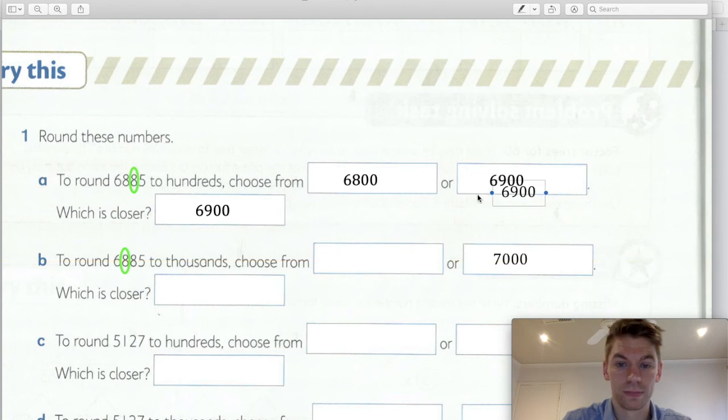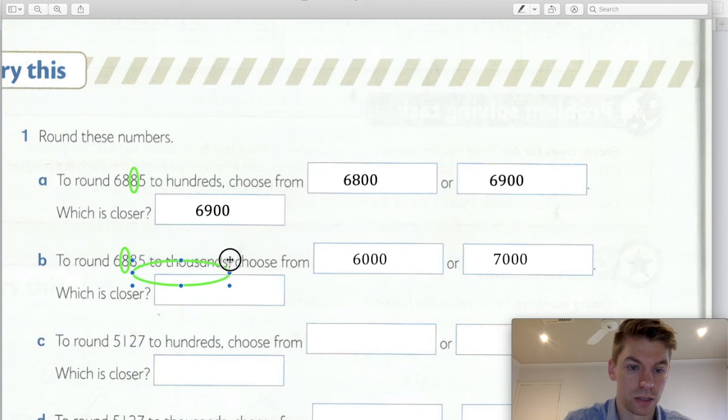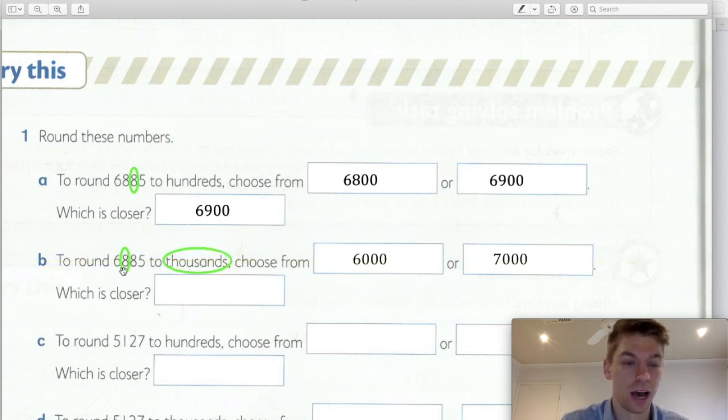Or it could push us down to 6,000. Because remember, we are talking about thousands. So these are our two choices. Okay, and then it's up to you. Is this high enough for a high five to push it up, or is it going to be rounded down? There you go, year five.